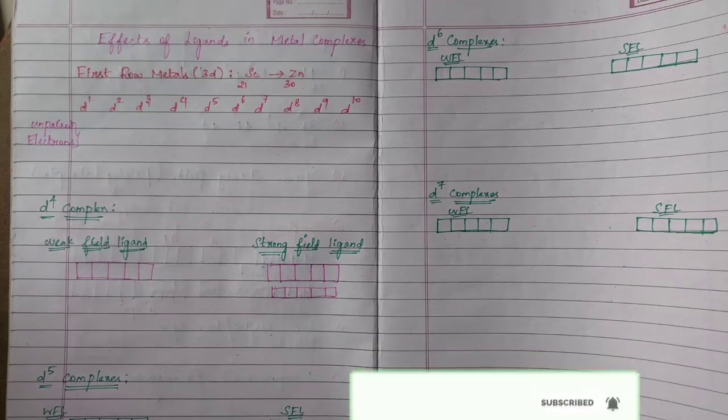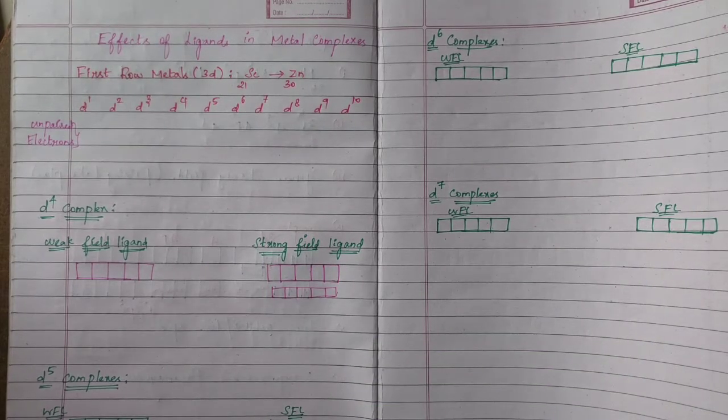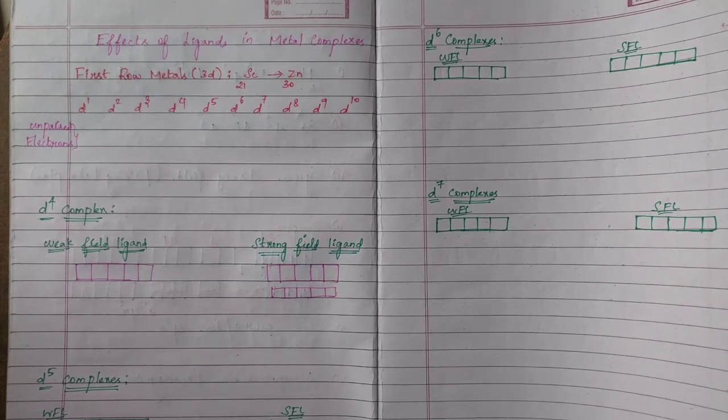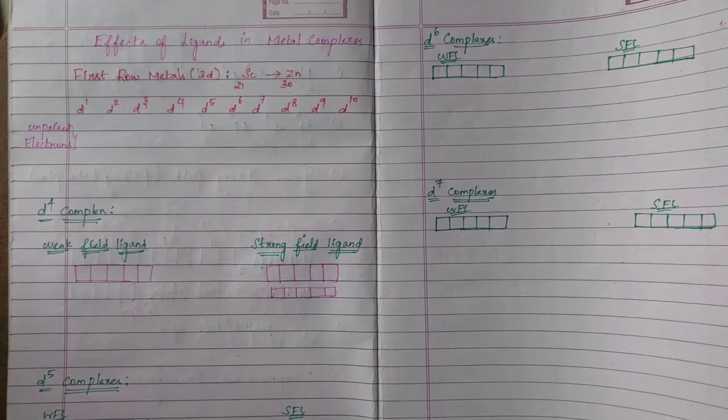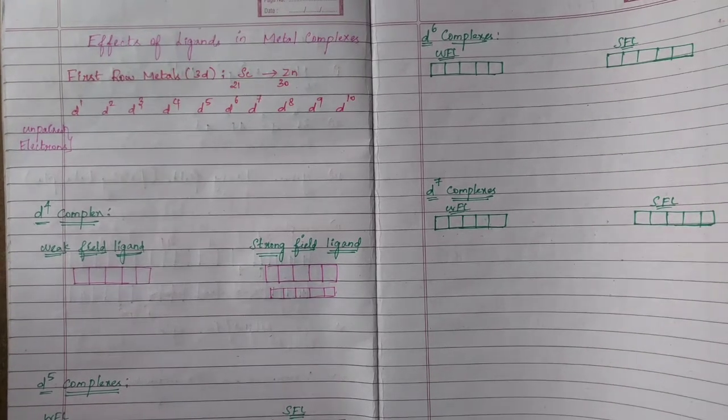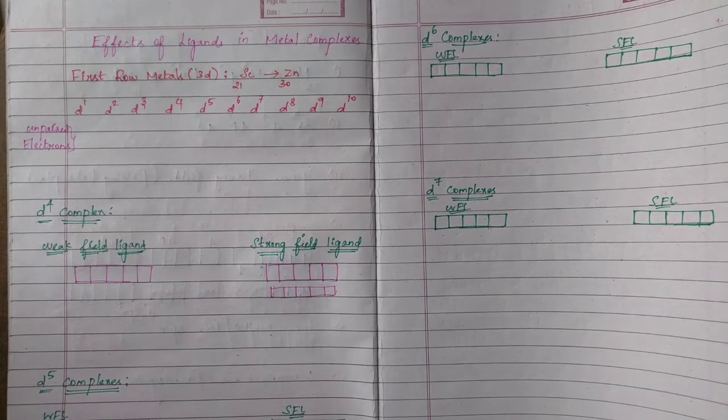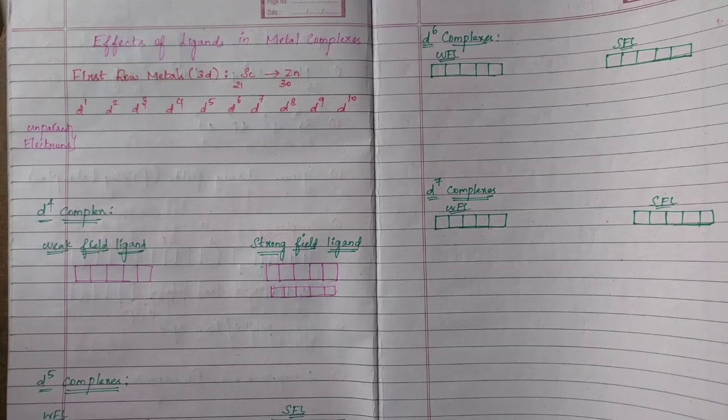Today's session, I am going to discuss the topic effects of ligands in metal complexes. We know that a ligand donates a pair of electrons to a vacant metal ion and forms a coordinate covalent bond with the metal. It leads to metal complexes.